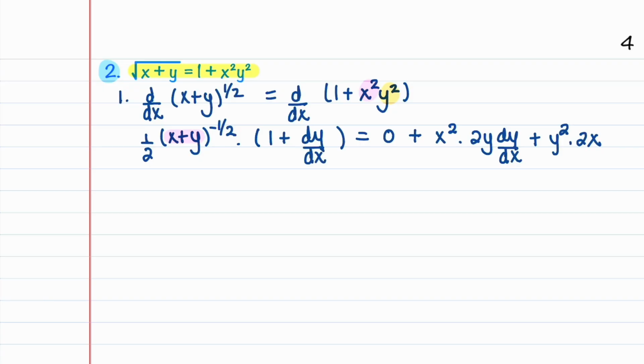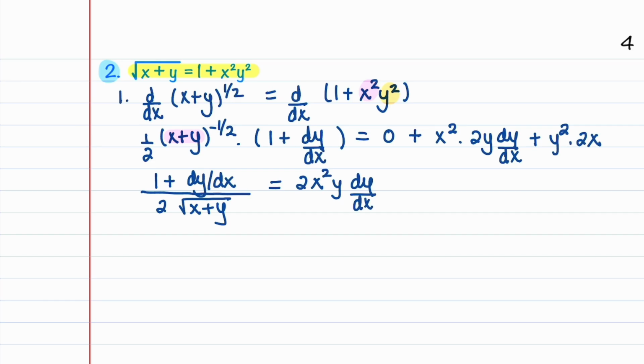So on our left-hand side, we have 1 plus dy/dx in the numerator, and in our denominator, we have 2 times the square root of x plus y. And then on our right-hand side, we have 2x squared y dy/dx plus 2xy squared. We are working towards solving for dy/dx, and I think the easiest way to do that is to go ahead and get rid of our denominator on the left-hand side.